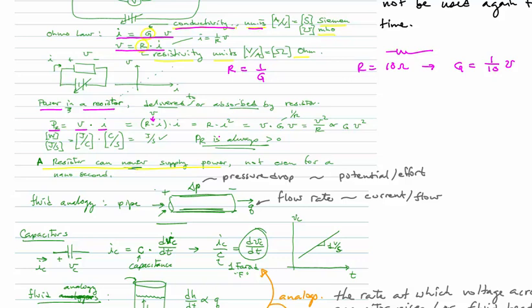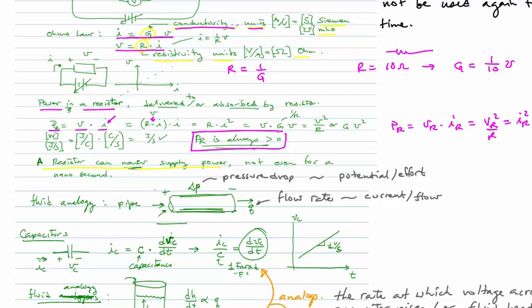We could also go back to V times I and we could replace I here with G times V. And when we do that, we end up with G times V squared. So in the end, power delivered to a resistor is voltage across that resistor times current through that resistor. It's also equal to V squared over R, and it's also equal to I squared times R. Those are all equivalent. And notice that the power is always positive.